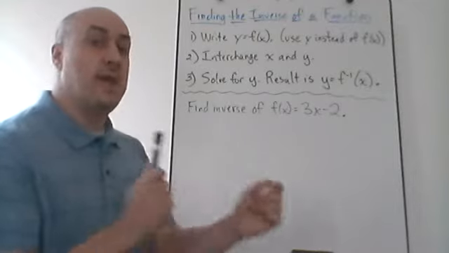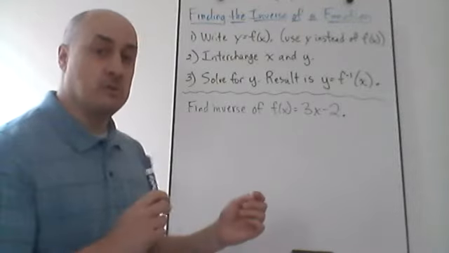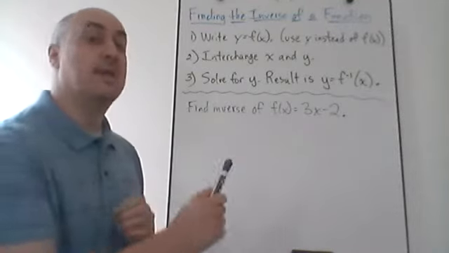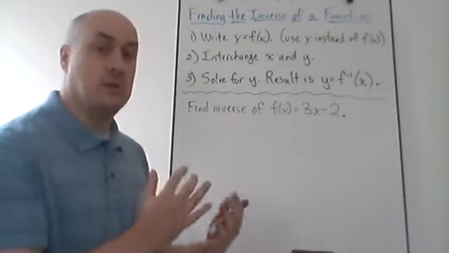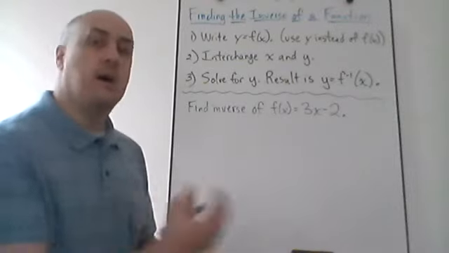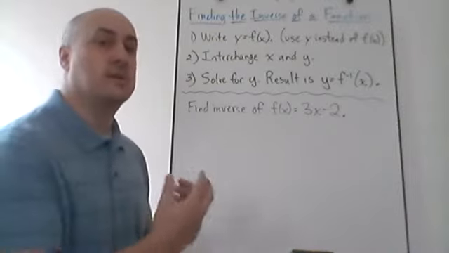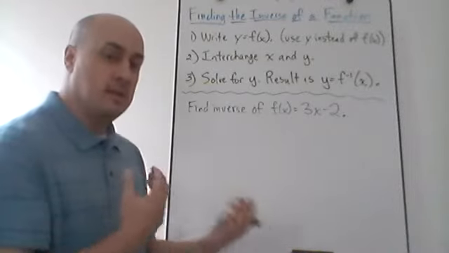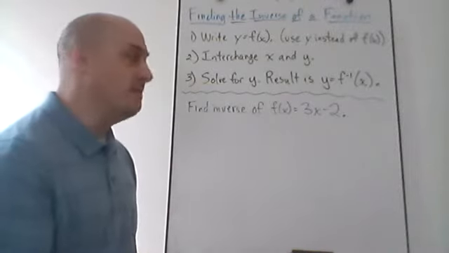it switches the domain and the range of the original function, or switches the x and y values, or the inputs and the outputs. So it switches all those things. It basically undoes what the original function does, or does the original function backwards. There are a couple of different ways to think about the inverse function.